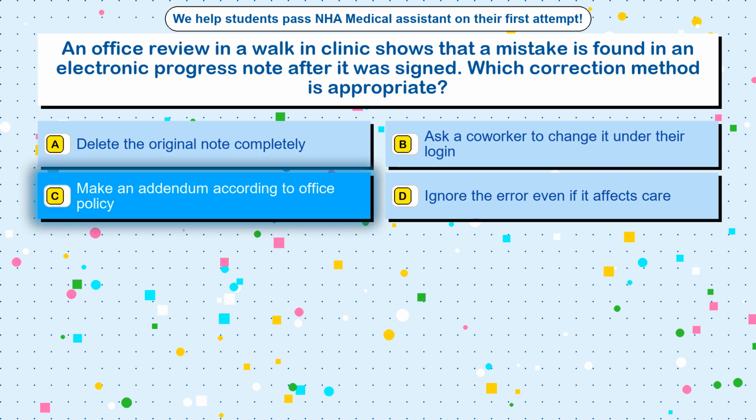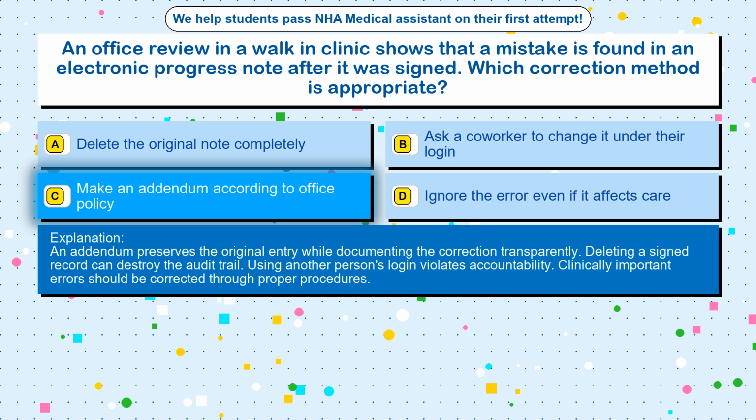The correct answer is option C. Make an addendum according to office policy. An addendum preserves the original entry while documenting the correction transparently. Deleting a signed record can destroy the audit trail. Using another person's login violates accountability. Clinically important errors should be corrected through proper procedures.